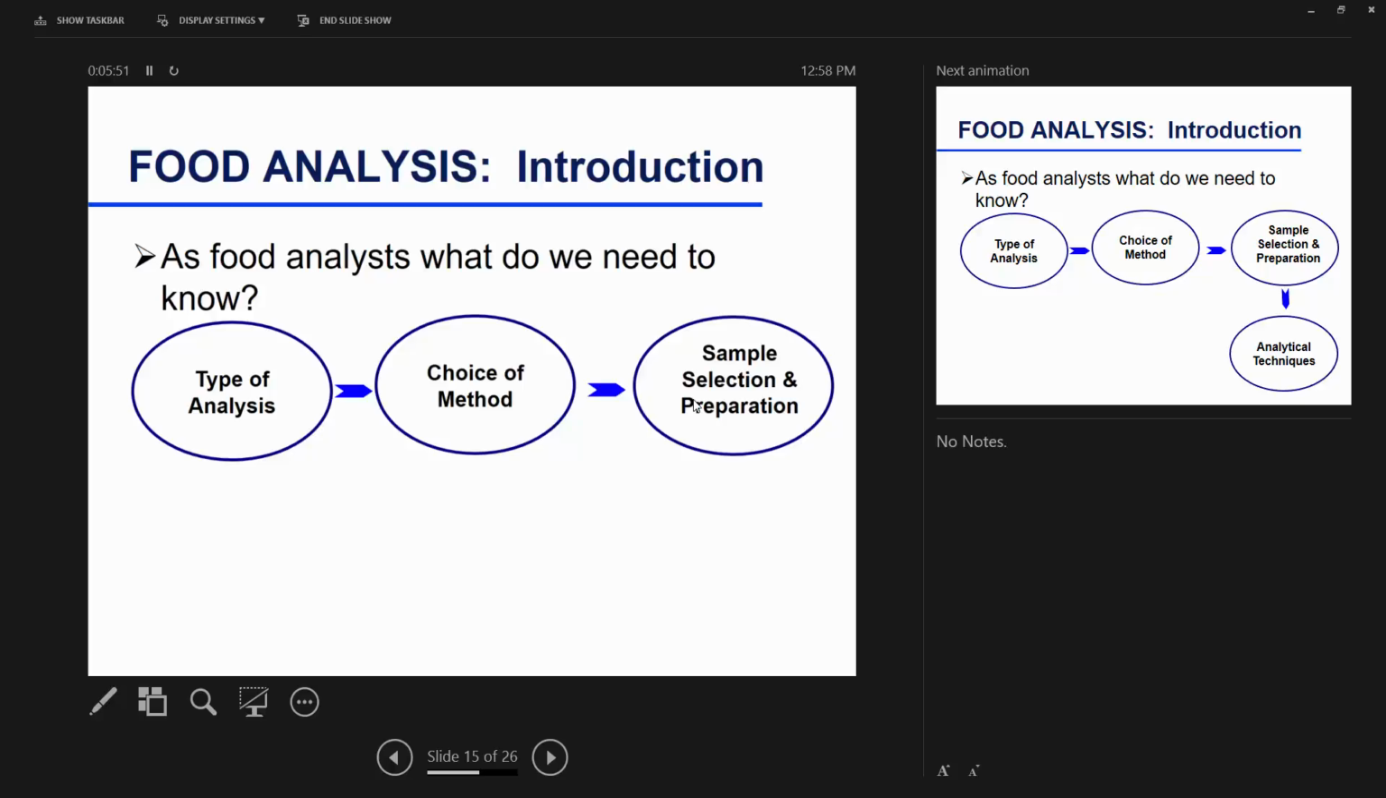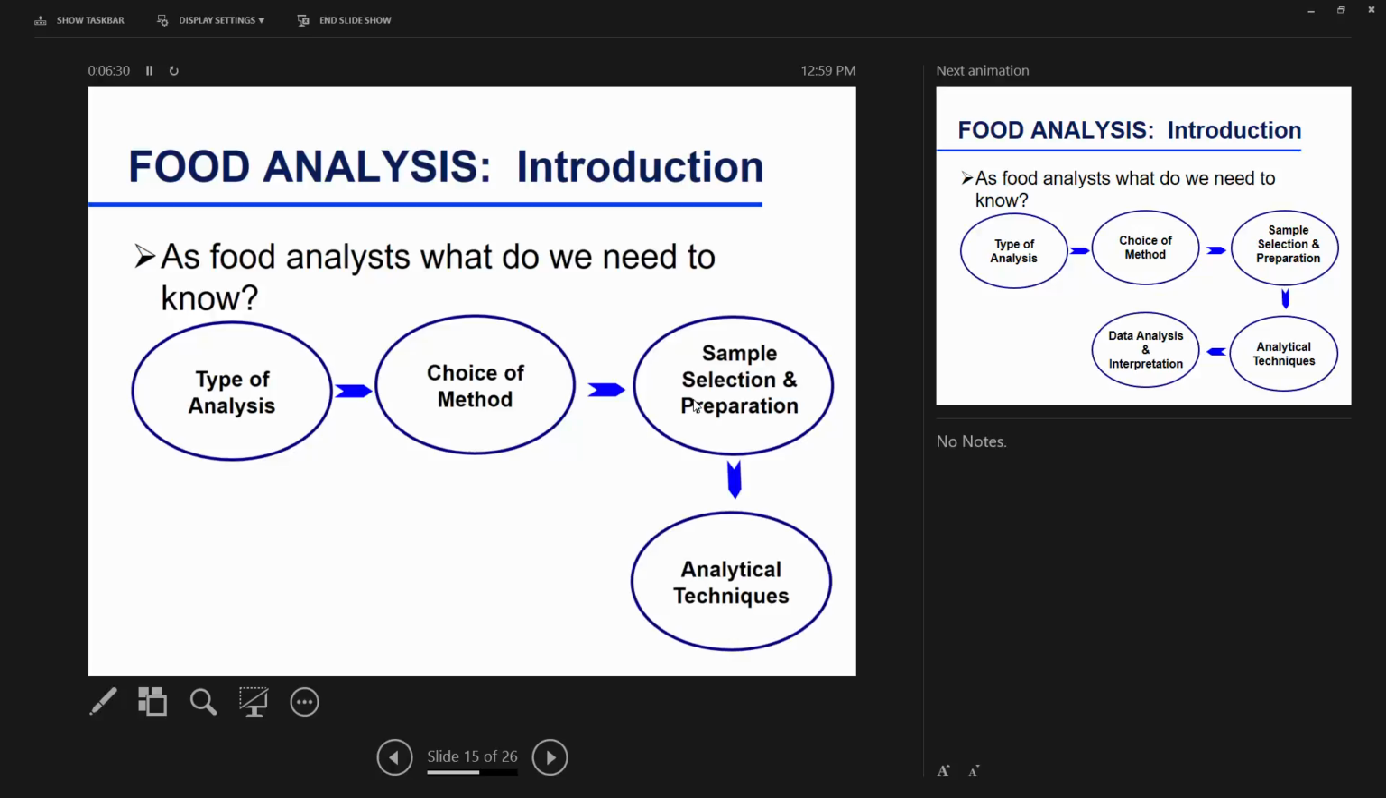From there, you figured out your analysis, you figured out your method. Then you have to take a representative sample. So let's say you have 100 tons of a product produced per day in a certain facility. How do I get a representative sample that would give me an accurate assessment of a certain quality? So this is chapter 5. We're going to learn about sample selection, and how to prepare the sample for analysis, which is very important. Preparation can skew your results and give you a wrong conclusion. So it's really important to learn that.